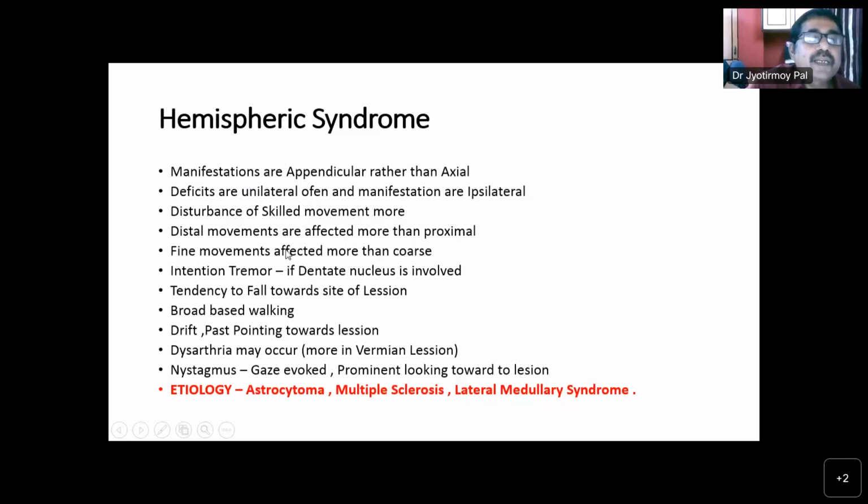In a hemispheric lesion, we may get intention tremor if the dentate nucleus is involved. There is a tendency to fall towards the side of the lesion, broad-based walking, and past pointing is a feature of the hemispheric lesion. We cannot point to the particular point, we pass. Dysarthria may occur due to an associated vermis lesion. Nystagmus may or may not be present; if there is an associated flocculonodular lobe lesion, then we will get nystagmus. Etiologies are astrocytoma, multiple sclerosis, and lateral medullary syndrome.